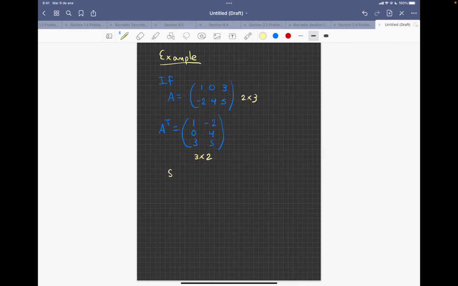Some properties for the transpose: if we need them, we will use them, and I will let you know. The transpose of the sum is equal to the sum of the transposes of each matrix. If you have a multiplication, the transpose of the multiplication switches the order of the matrices: it is C transpose times A transpose. And the transpose of the transpose is the same matrix.